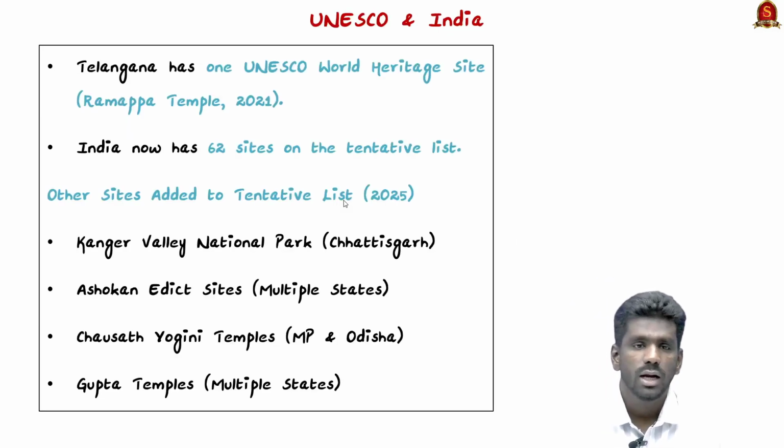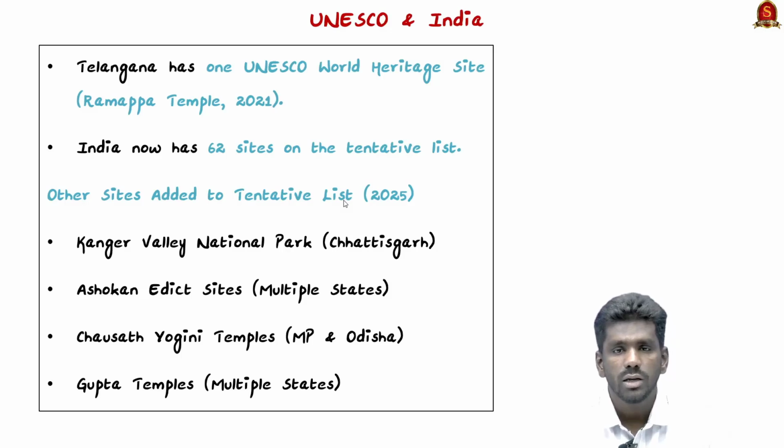These Mudumal megalithic menhirs are added to the tentative list of UNESCO World Heritage Sites, and Telangana is home to another UNESCO World Heritage Site, which is Ramappa Temple, which was included in the UNESCO World Heritage Sites in 2021. And if this Mudumal menhir is also included in the UNESCO Heritage Sites, then it will be the second site from Telangana to be included in this list.